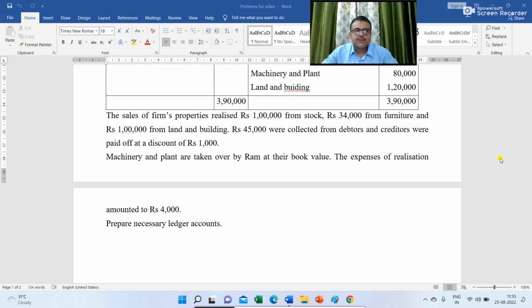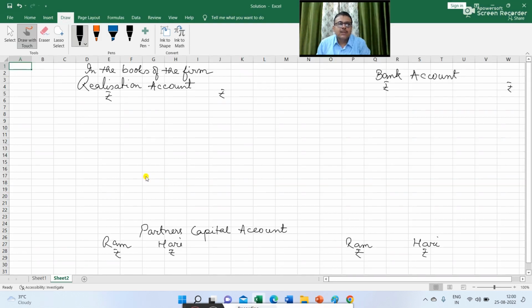The sales of the firm's properties realized rupees 1 lakh from stock, rupees 34,000 from furniture and rupees 1 lakh from land and buildings. Rupees 45,000 were collected from debtors and creditors were paid off at a discount of rupees 1,000. Machinery and plant are taken over by Ram at their book value. The expenses of realization amounted to rupees 4,000. Prepare necessary ledger accounts. So here I have prepared the three ledgers: realization account, bank account and partners capital account.